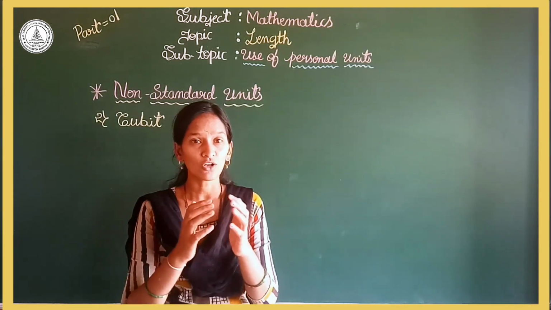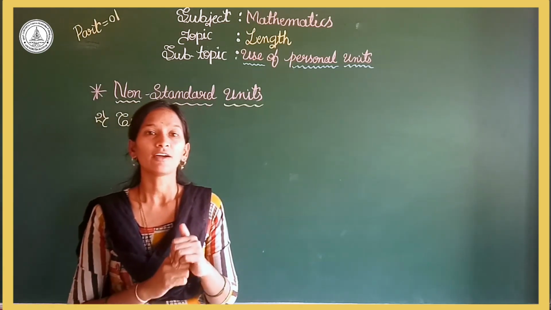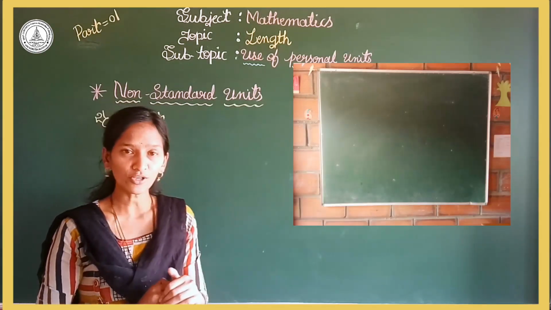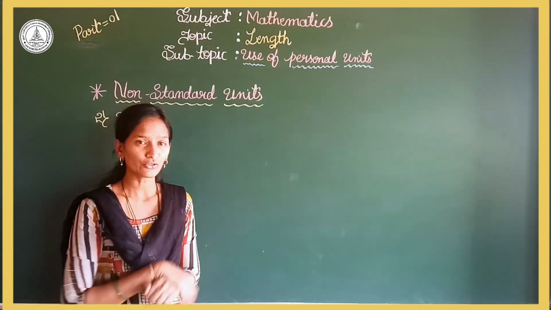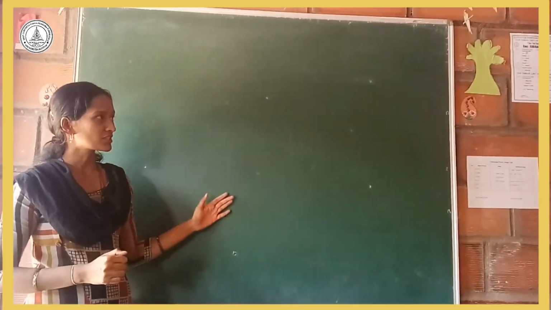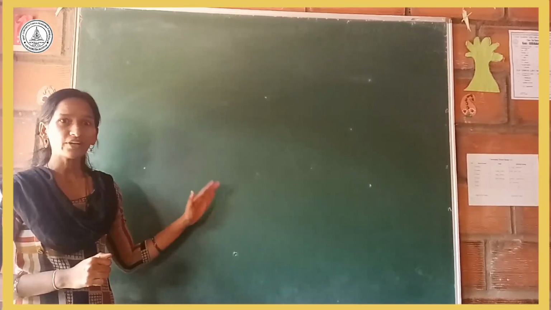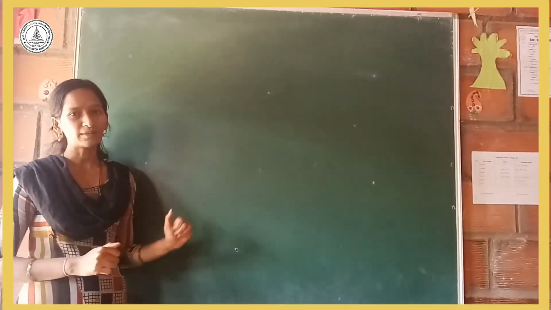So students, all of you look here. Now I am measuring this board by using a cubit, right? All of you look here. Students, this is your green board, right? Now I am measuring this green board with the help of cubits. So all of you observe here.